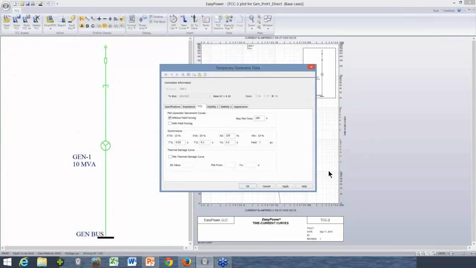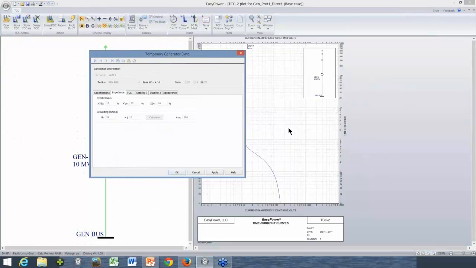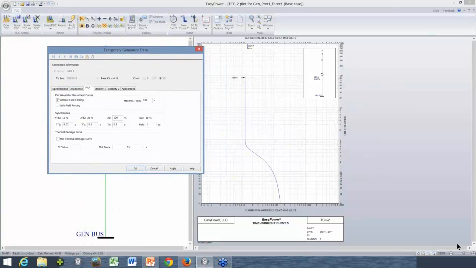And the subtransient, transient is going to pull that out of the data in the specifications tab that you've already entered, this data. You'll have to add the XD, which is the synchronous reactance, and the time constants. This you'll have to get from the manufacturer's data sheet or test reports. So the curve that's plotted here represents the generator fault current output without field forcing.